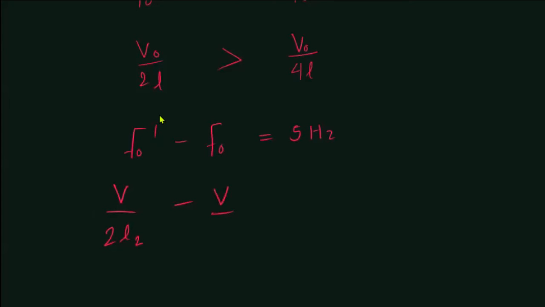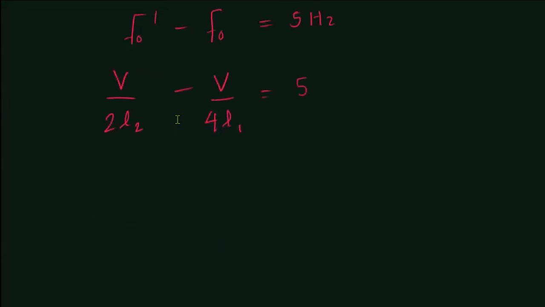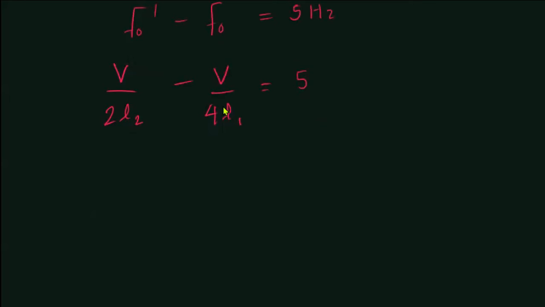Minus, this is the fundamental frequency of the closed tube, V over 4L1. L1, do we know? We do not know, right? So if we substitute, V is what? 330. L2 is what? L2 is 30 centimeters, right? 30 into 10 to the power minus 2, minus V over 4L1. We do not know that, right?